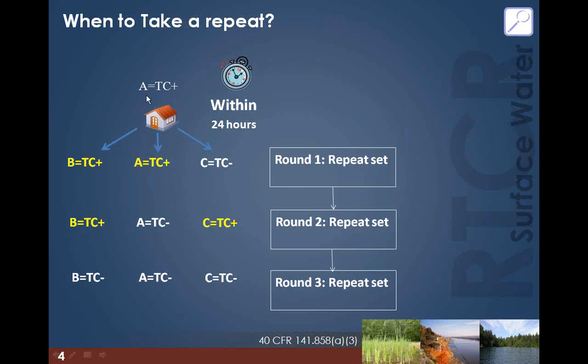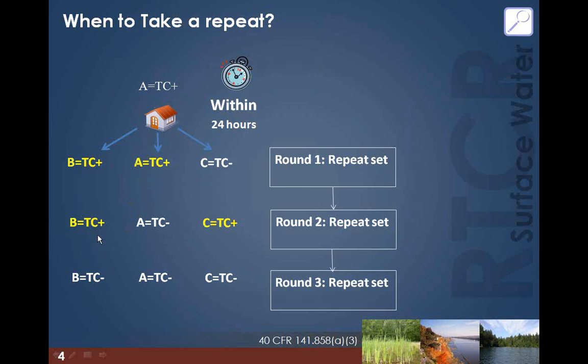In this case, the round 1 repeat set was total coliform positive at 2 of the sites. So the original site tested positive again, and then one of the other sites, whether it's the one 5 connections up or down, downstream or an alternative site that was approved by the state through the siting plans, also tested positive. That means that at this point, when these results come back, the system must then do another set, or round 2. So they're only doing 3 more, although 2 of the sites tested positive. You're only doing a set.